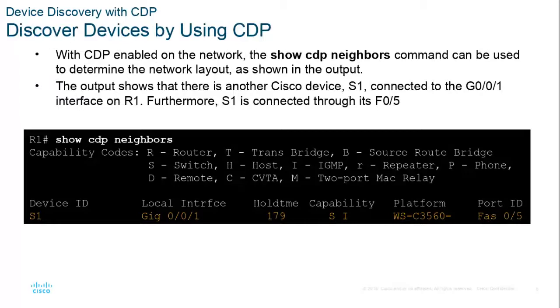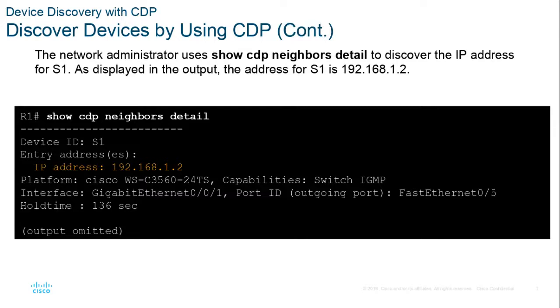We're recording. Okay, so with CDP enabled on the network, I'm gonna type show CDP neighbors. I did that in the packet tracer. And show CDP neighbors shows us the devices we're connected to. So in this particular case, this R1 router is connected to an S1 switch. And we can see the details there in the printout. This is just like the lab topology that we're going to use later.